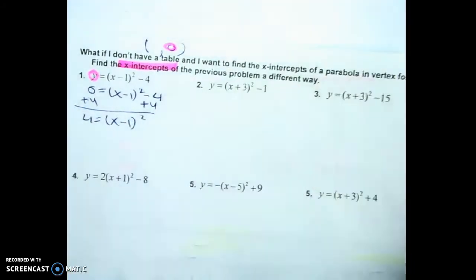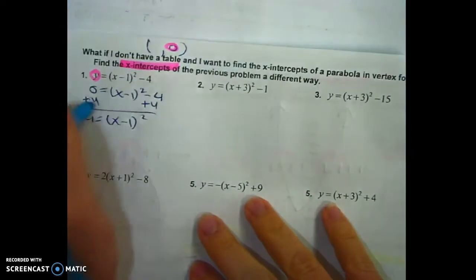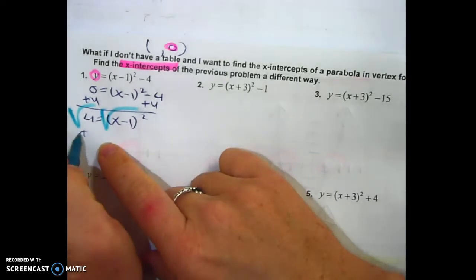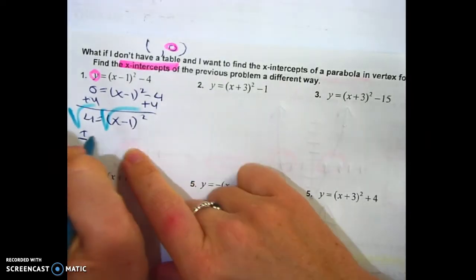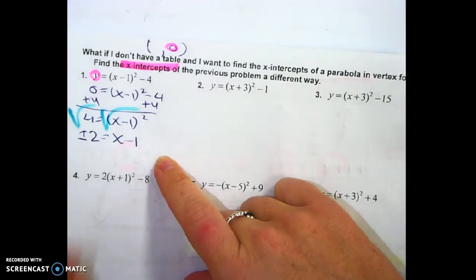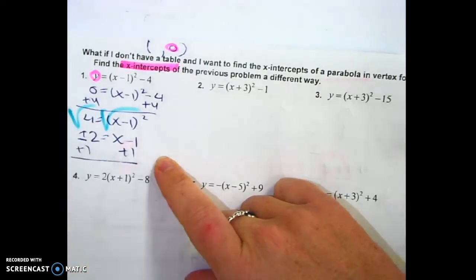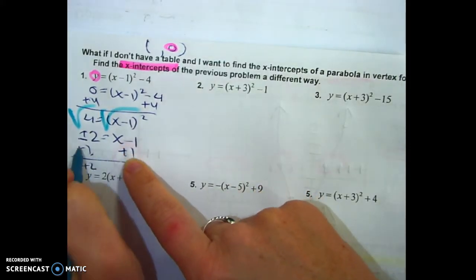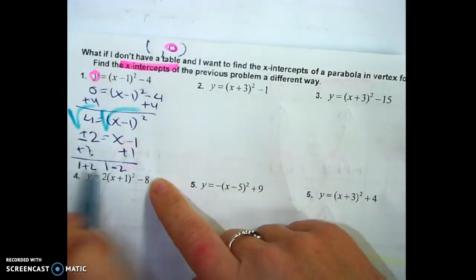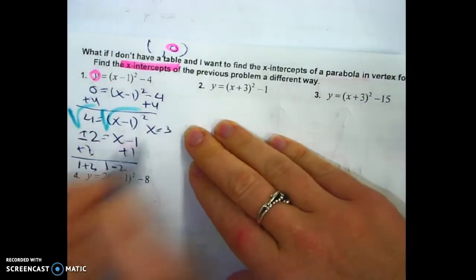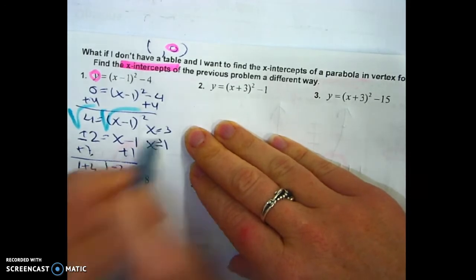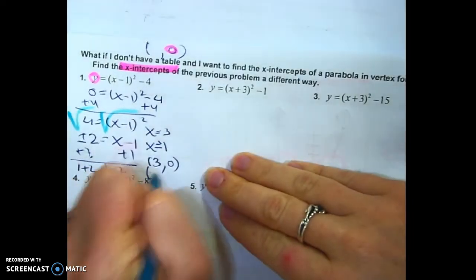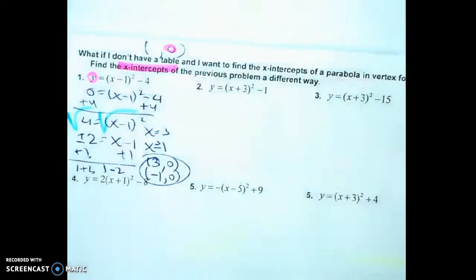And we did this before. Remember, to get rid of a squared, you square root. And then I get plus or minus 2 equals x minus 1. And then I add 1. So I have two options: positive 1 plus 2 or positive 1 minus 2. 1 plus 2 is 3, and 1 minus 2 is negative 1. But since I specifically asked for the x-intercepts, you need to give it to me as a point.